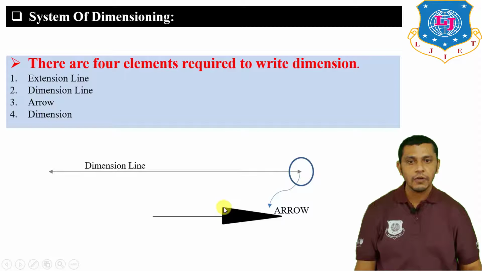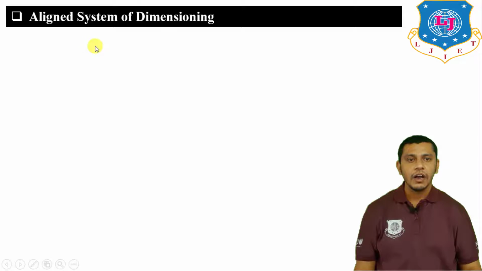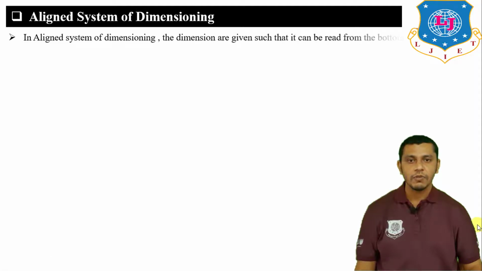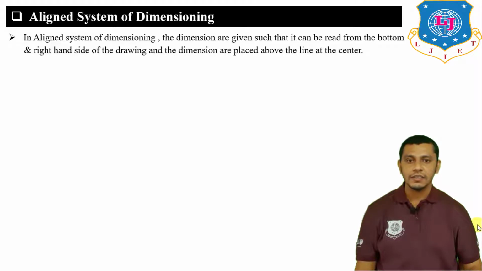So if in the arrowhead the base will be x, then the altitude should be 3x. So by using these elements, let us explain the aligned system of dimensioning. What is the aligned system of dimensioning? In the aligned system of dimensioning, the dimensions are given such that they can be read from the bottom and right hand side of the drawing, and the dimensions are placed above the line at the center.